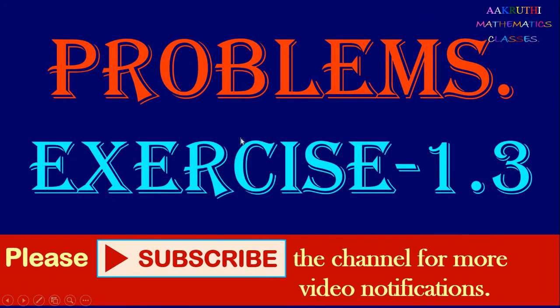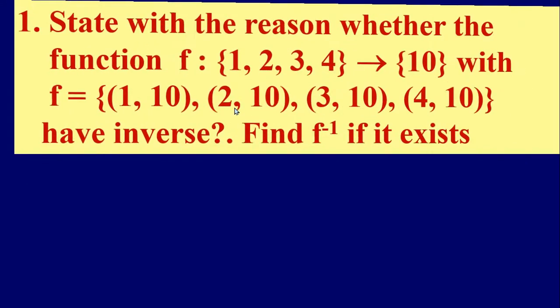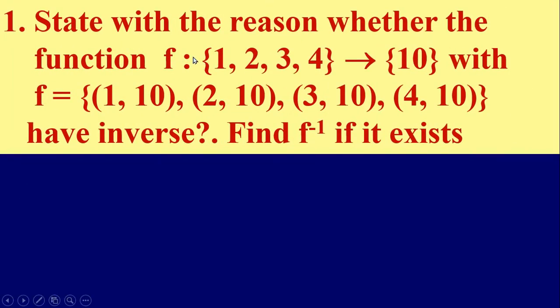So next we discuss some problems and these problems are from exercise 1.3. First problem, state with the reason whether the function f from {1, 2, 3, 4} to {10} with f equal to {(1, 10), (2, 10), (3, 10), (4, 10)} has inverse. Find f inverse if it exists. Now here given a function f, 1 related to 10, 2 related to 10, 3 related to 10, 4 also related to 10. We have to check whether the function f has inverse. If it is invertible, then you have to find f inverse.